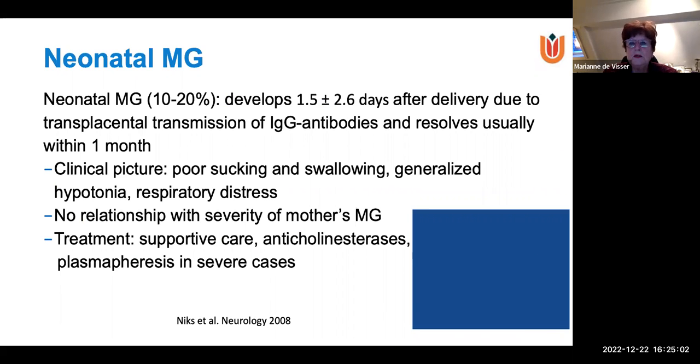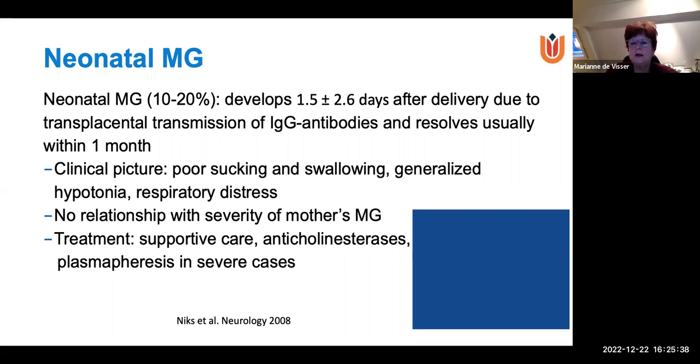We stick with myasthenia, but this time neonatal myasthenia gravis, which occurs in 10 to 20% of the mothers due to transplacental transmission of IgG antibodies. And it usually resolves within 1 month. It develops 1 to 3 days after delivery. The clinical picture is that of poor sucking and swallowing, generalized hypotonia, and sometimes also respiratory distress. There is no relationship with the severity of the myasthenia gravis of the mother.